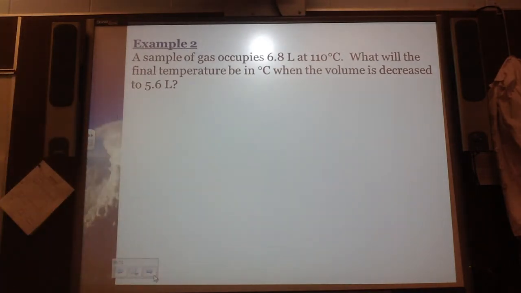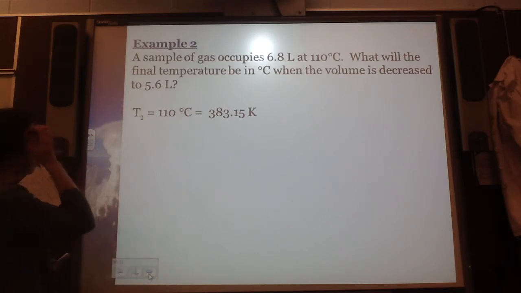So say we have a sample of gas and it has 6.8 liters at 101 degrees Celsius. What will be the final temperature in degrees Celsius? So that means you do your calculation in Kelvin, but you convert back to degrees Celsius when the volume is decreased. So if I'm decreasing volume, this must mean that I'm putting the gas under colder temperatures, just like that liquid nitrogen thing. We put the balloon into the liquid nitrogen.